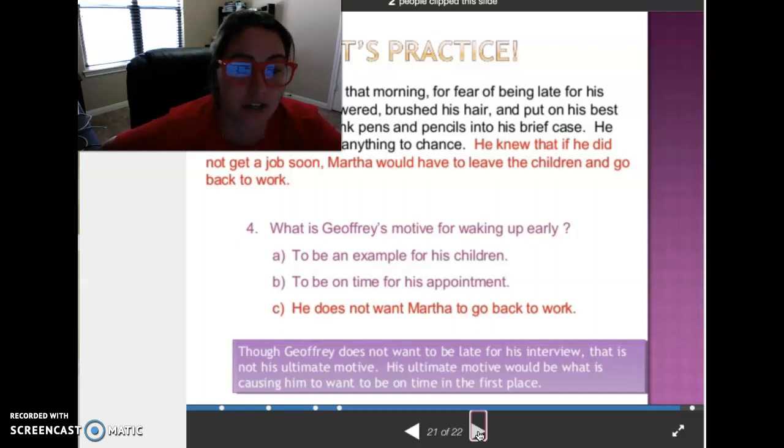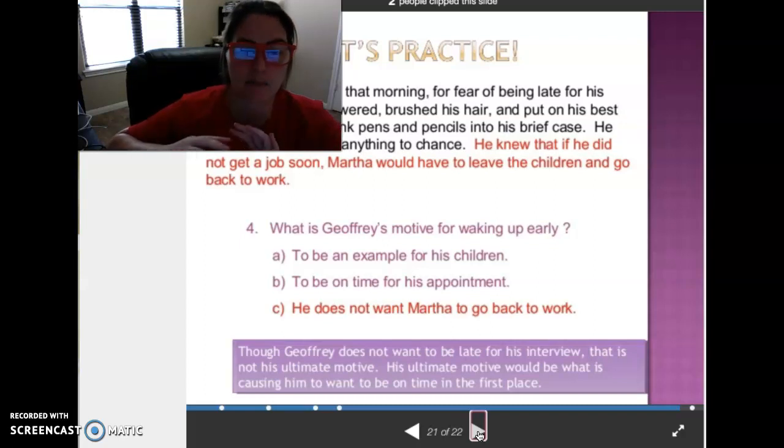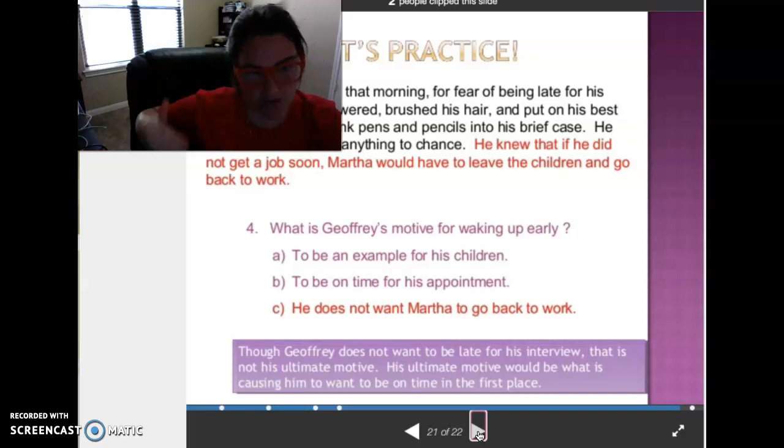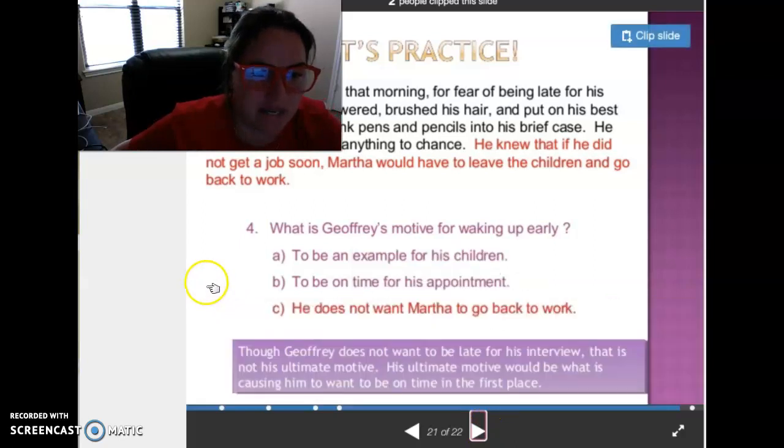So he wants to make sure that he gets up early and doesn't want to be late. But wanting to not be late isn't the ultimate motive. So his ultimate motive would be that being on time and setting himself up for success in this interview would ultimately allow him to hopefully get the job, and then Martha could stay home because he doesn't want Martha to have to go to work. Okay, so that one was maybe a trick question. Maybe you said B, that he wanted to be on time, but his ultimate goal would be for Martha to stay home.